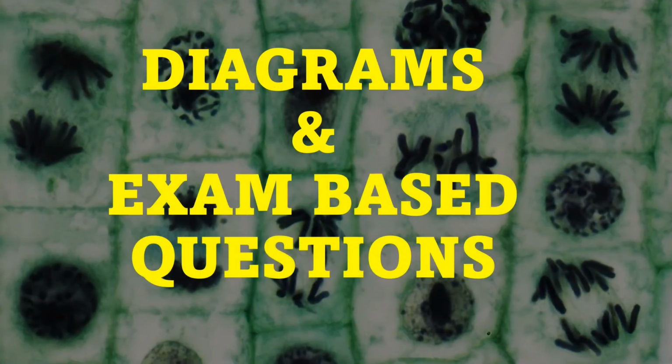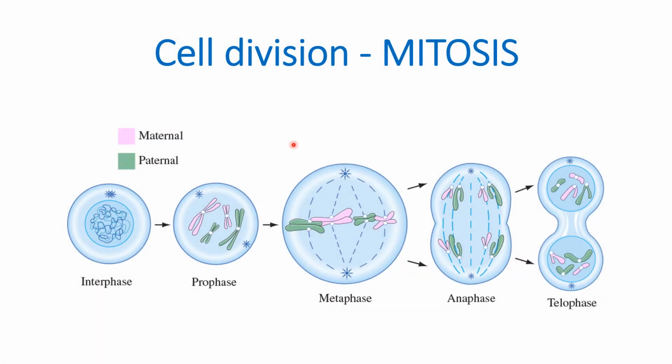Diagrams and exam-based questions. The diagrams of different stages of mitosis are very important for examination. What are the different stages of mitosis? Prophase, metaphase, anaphase and telophase. These are very important for labeling, identification and drawing. Then before mitosis, which phase will be there? That is interphase. That also you have to learn.